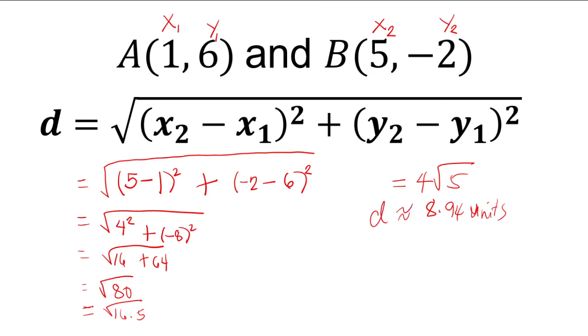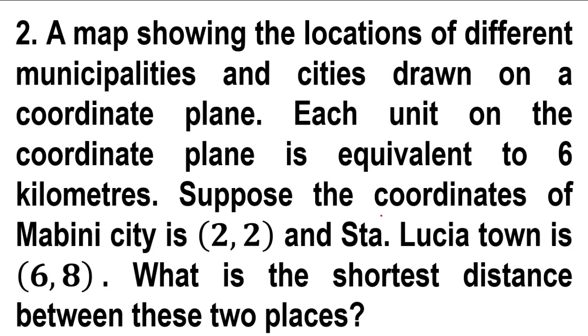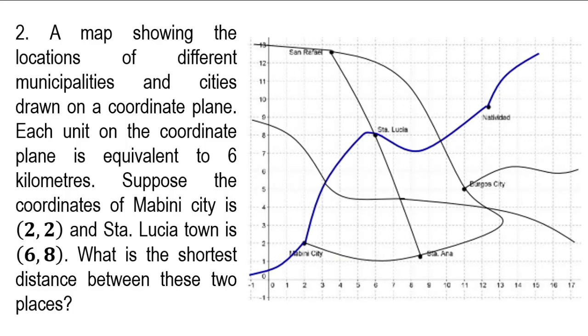Let's have another example. Say a map showing the locations of different municipalities and cities drawn on a coordinate plane. Each unit on the coordinate plane is equivalent to 6 kilometers. Suppose the coordinates of Mabini City is 2 and 2, and Santa Lucia Town is 6 and 8. What is the shortest distance between these two places? So, tingnan natin yung map. So, here's the map of the different municipalities and cities which are drawn into a coordinate plane.